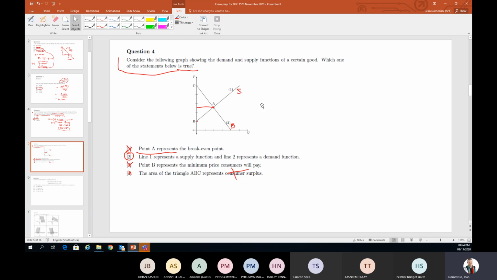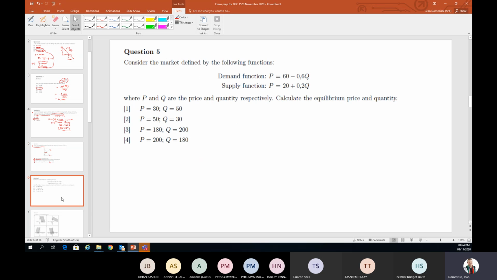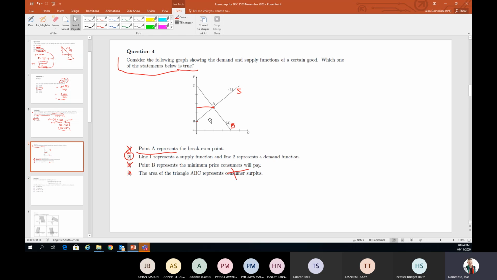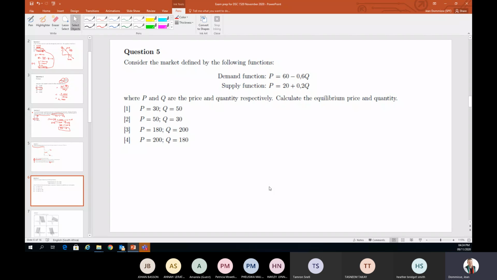Luckily now they've talked about demand and supply, so now they ask you a demand and supply curve. Consider the market defined by the following function: demand, supply, where P and Q are the price and quantity respectively. Calculate the equilibrium price and quantity. So that is basically where those two are equal, point A, that is where it will be in equilibrium price and quantity. So we need to say where the demand and the supply are equal.